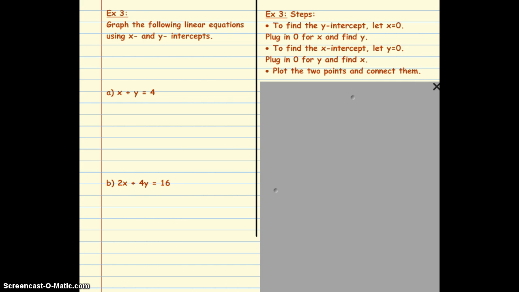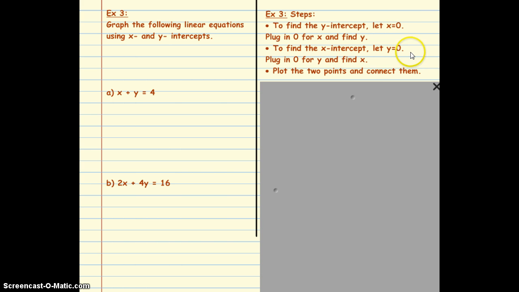Alright, today we are going to learn how to graph the following linear equations using the x and y intercepts. Remember, the x-intercept is where it crosses the x-axis, and the y-intercept is where it crosses the y-axis. And when we find the y-intercept, because it's going to be crossing the y-axis going up and down, that means our x value is going to be 0. We don't have to go across at all. So to find the y-intercept, we're going to plug in 0 for x, and that will give us our y value.